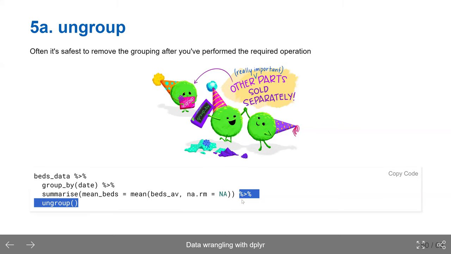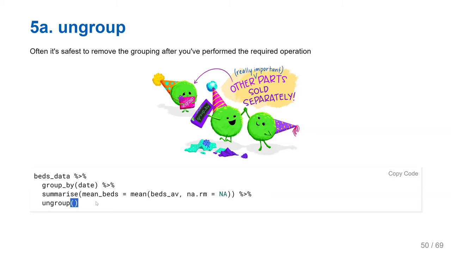As shown here, just add another pipe and then add in the ungroup. And you don't need to put anything within these parentheses. The ungroup verb in itself just does its thing by itself. It doesn't need any additional arguments.